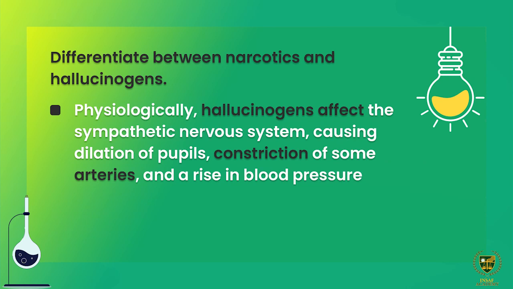Physiologically, hallucinogens affect the sympathetic nervous system, causing the dilatation of pupils, constriction of some arteries, and a rise in blood pressure.